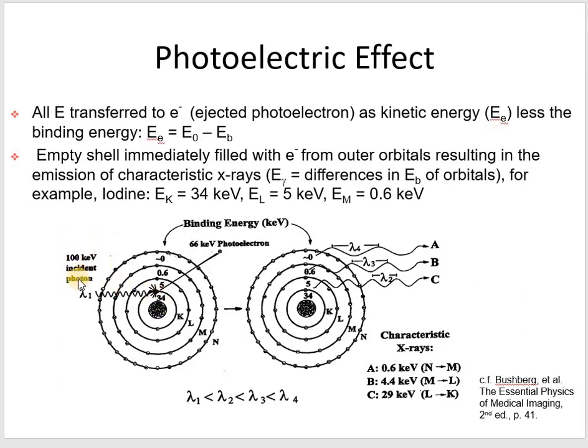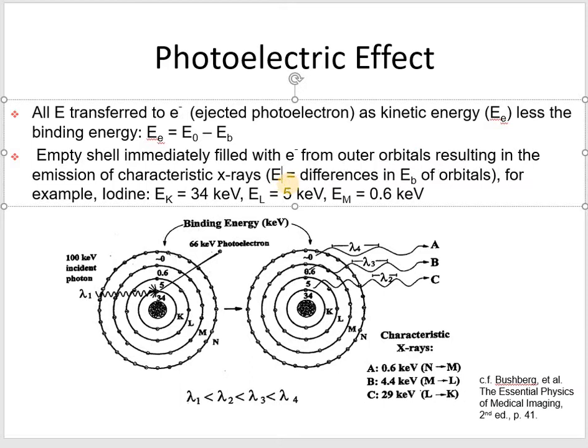This 100 keV incoming photon has to overcome this binding energy, and the rest of the energy will be transferred to the electron, and this electron will be ejected out as a photoelectron. So an empty shell is immediately filled. There will be a vacancy, and this vacancy will be filled by an electron from outer orbitals, and this is not E gamma, it is E X-ray. So I'll just correct that.